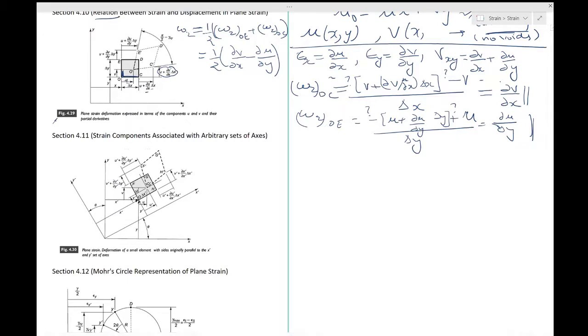I think there should be a minus term over here. Yes, there will be a minus term, so you can make that correction in your book.